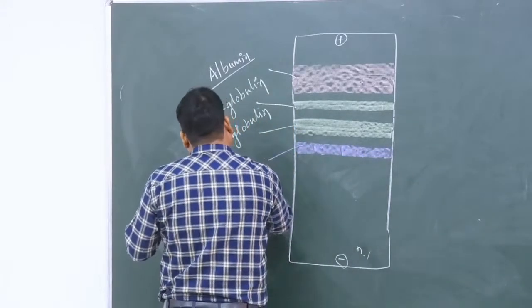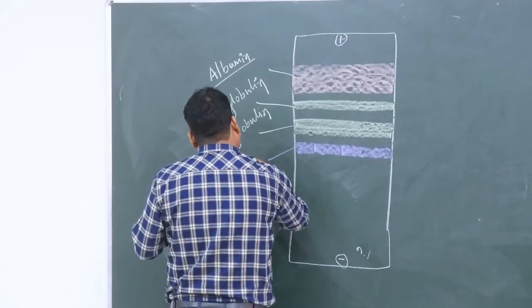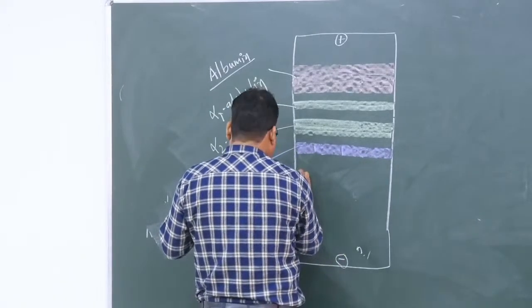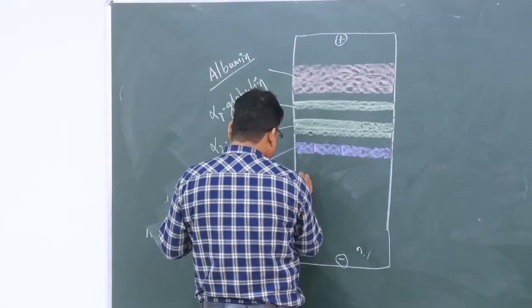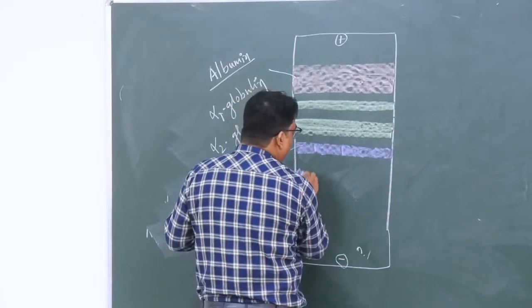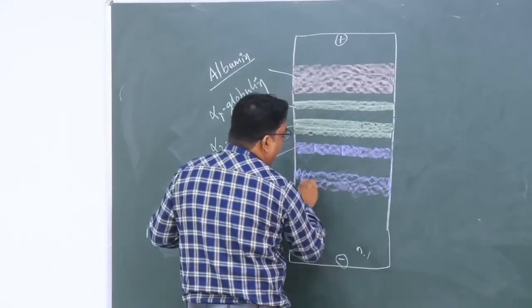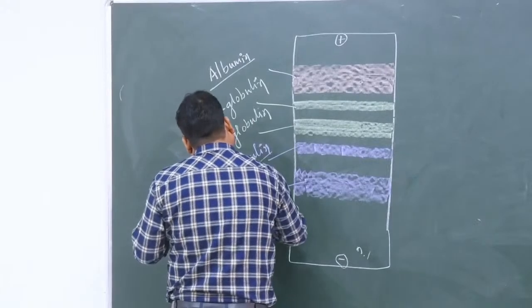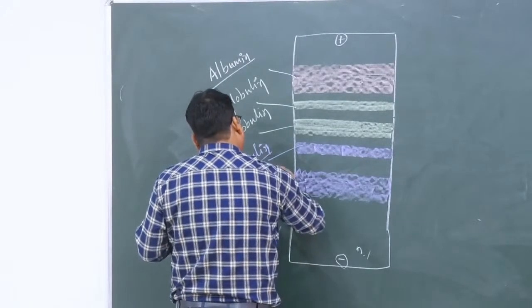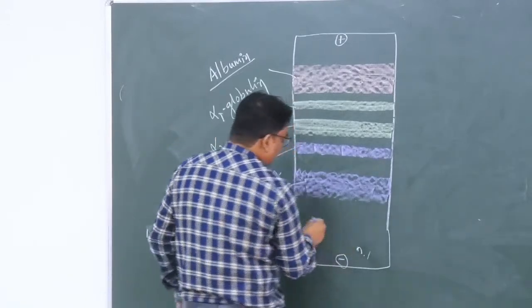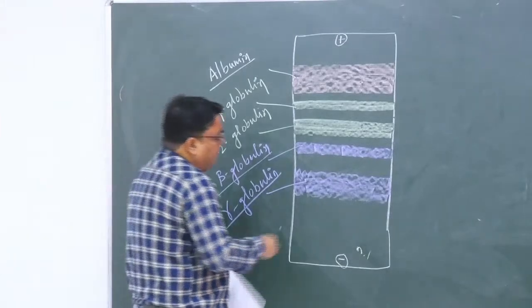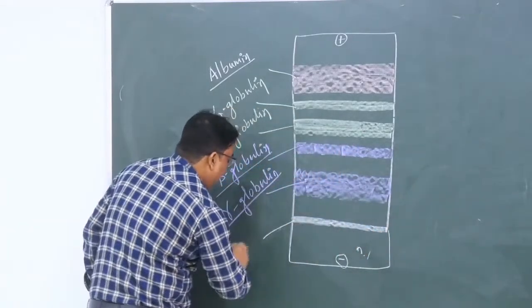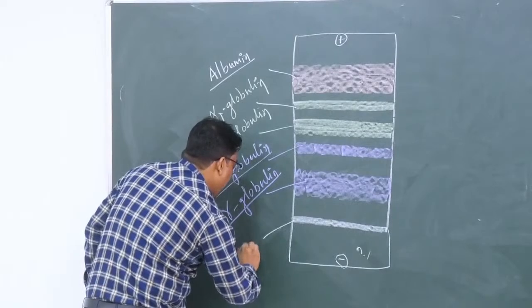This is beta globulin. Gamma globulin. And lastly, we get some quantity of fibrinogen proteins.